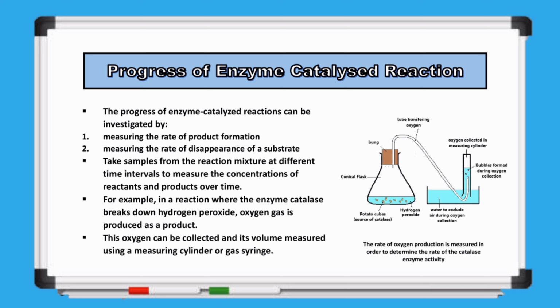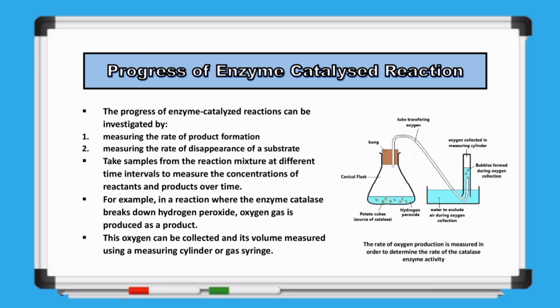along with hydrogen peroxide. The flask is sealed with a bung and connected to a delivery tube. This tube leads into an inverted measuring cylinder or a gas syringe, which is placed in a trough of water to make sure no air gets in. As the reaction happens, we see bubbles of oxygen forming and collecting in the measuring device.